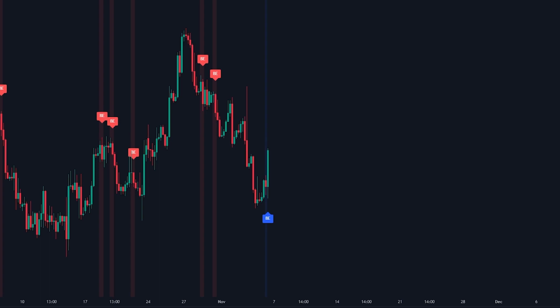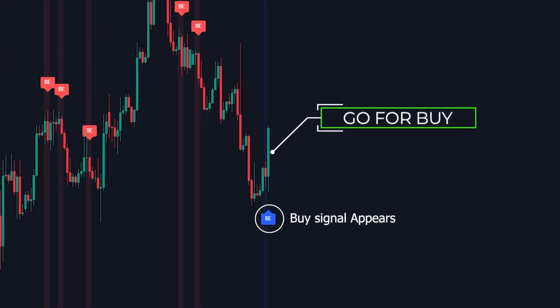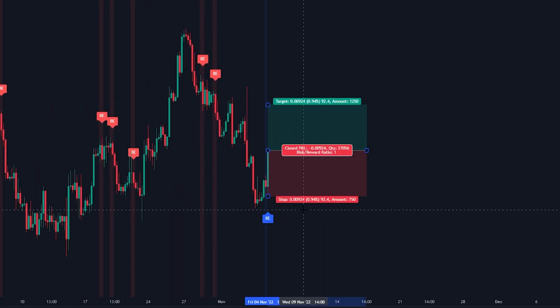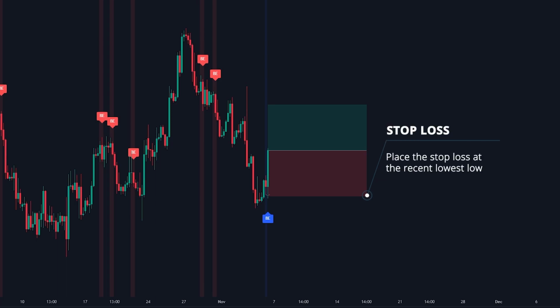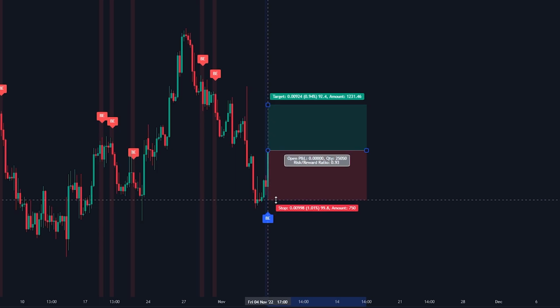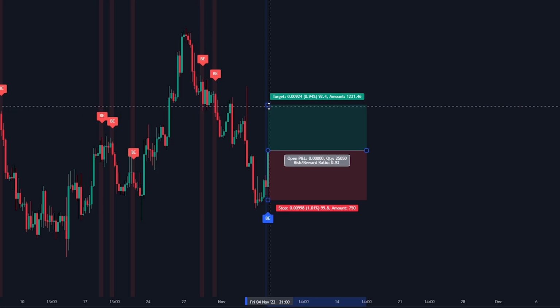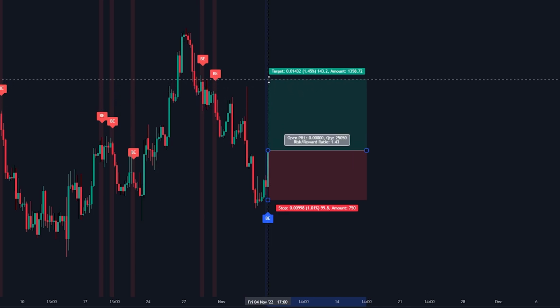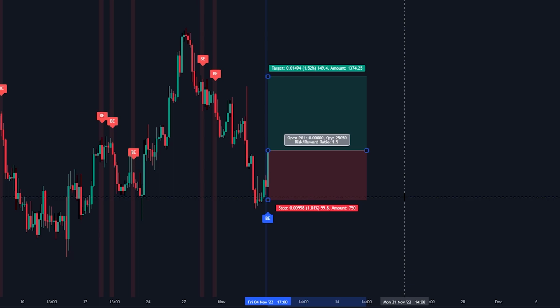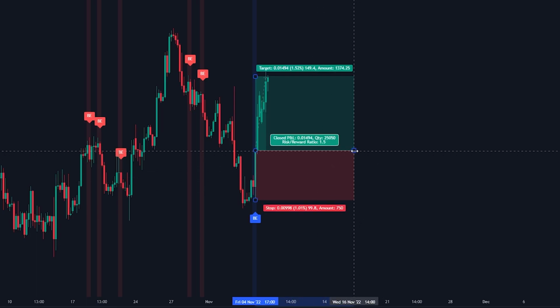This is an example of a buy transaction. You can see in the chart, when there is an engulfing bullish signal, you can go for a buy order. Set the stop loss below the lowest point of that candle. Set the take profit 1.5 times, so we are using a 1 to 1.5 risk-reward ratio. What will happen to this transaction? This transaction hit the take profit.